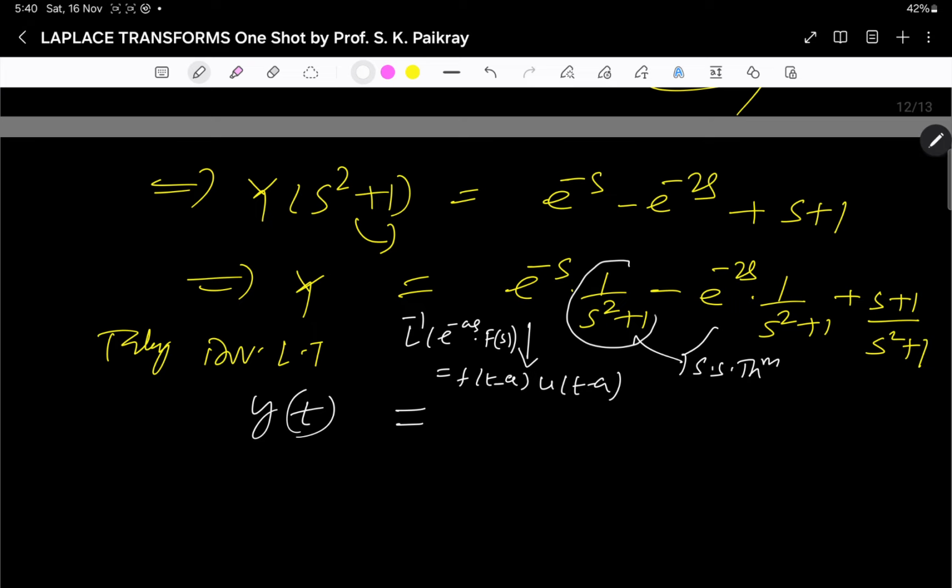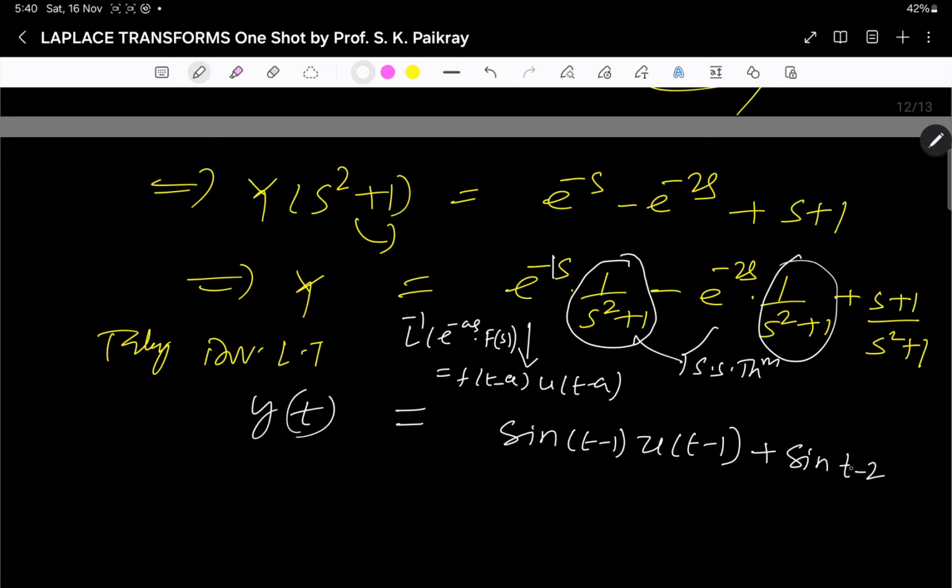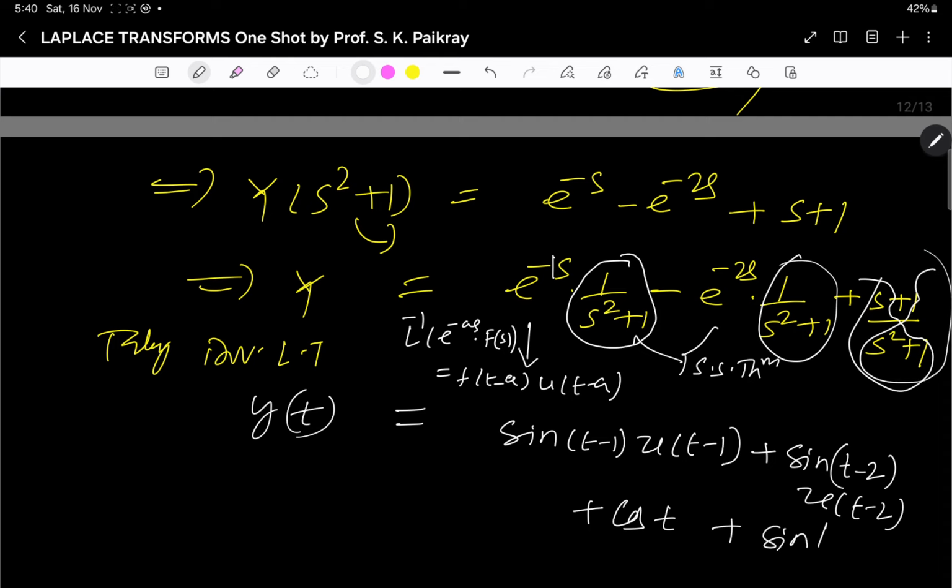So this is my F of s. F of s will give you sin t. What we need is f of t minus a. So a is 1: sin of t minus 1 into u of t minus 1. Accordingly, minus sin of t minus 2 into u of t minus 2, where a is 2. And separately s by s square plus 1 will give you cos t, and plus 1 by s square plus 1 will separately give you sin t. So this is your answer now.